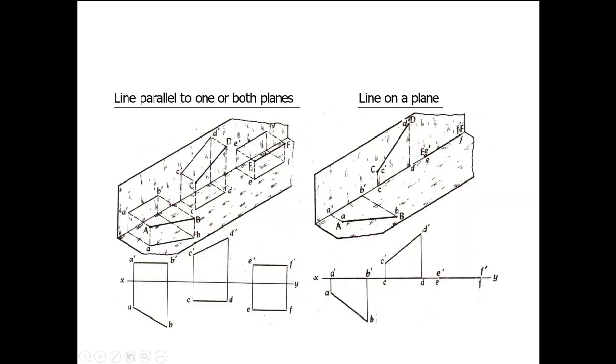It is a straight line. It is not inclined to any of the planes. There is a straight line EF, so the front view and top view will be straight lines. So the front view will be A dash F dash, and the top view will be EF.